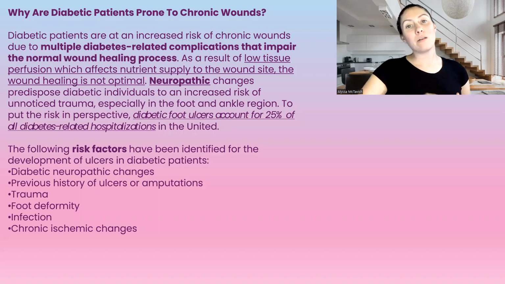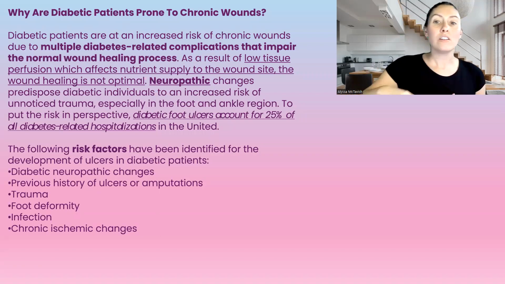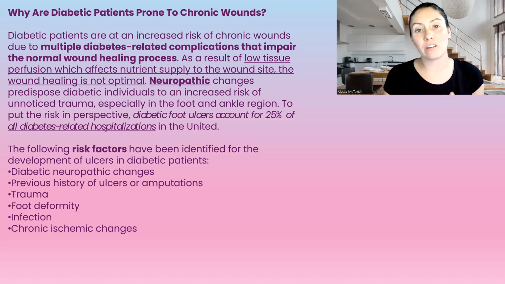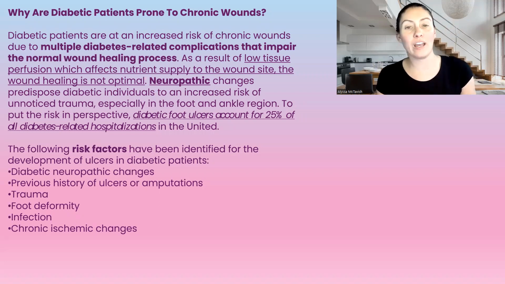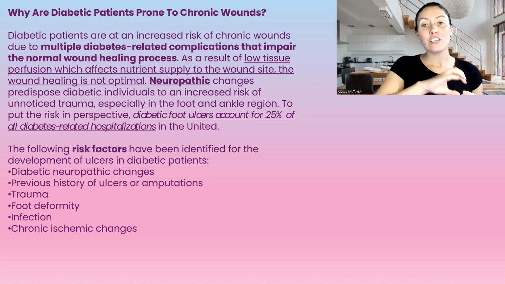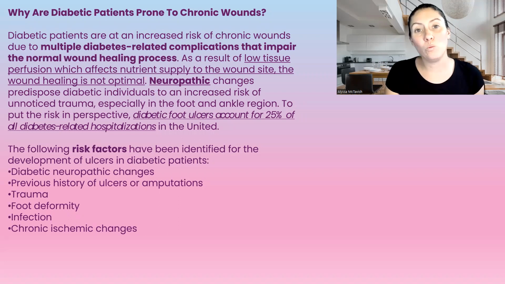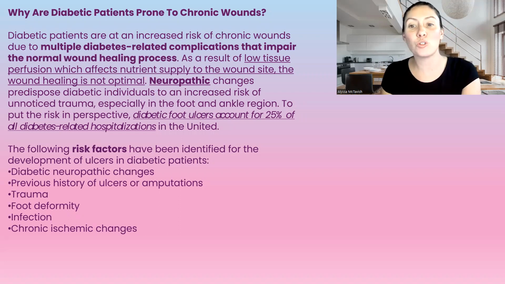So why are diabetic patients prone to chronic wounds? They're at an increased risk of chronic wounds due to multiple diabetic related complications that impair the normal wound healing process, okay? Low tissue perfusion. This affects nutrient supply at the wound site. So the wound isn't getting the nutrients it needs to actually heal. So it's not an optimal healing environment.